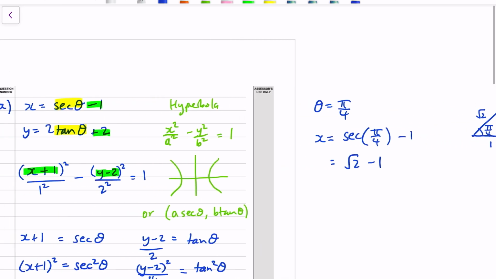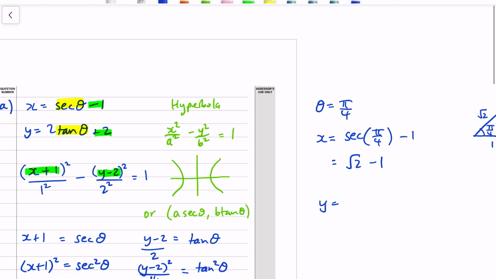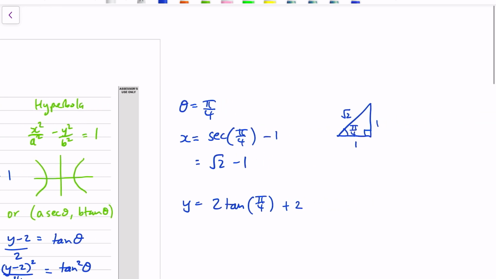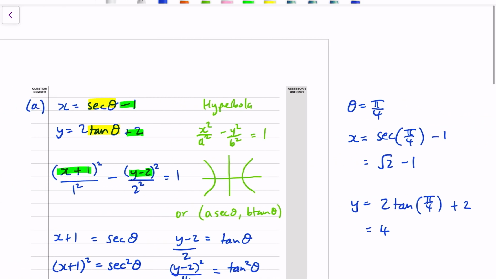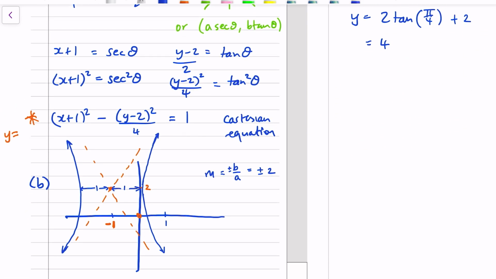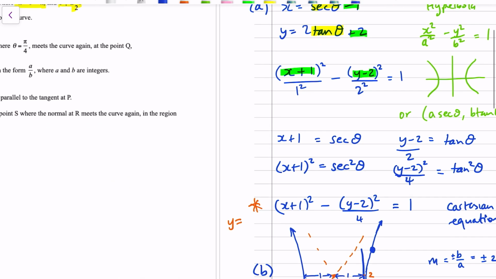So sec is root 2 for this angle. And similarly, find the y value, 2 tan theta plus 2. So 2 tan of pi over 4 plus 2. Tan pi over 4 is opposite over adjacent. 2 times 1, and then plus 2 is 4. So that's our coordinate where we're drawing the normal. X equals root 2 minus 1, so that's about 0.4, and y is equal to 4, looks like about there. That's our point P, I think.